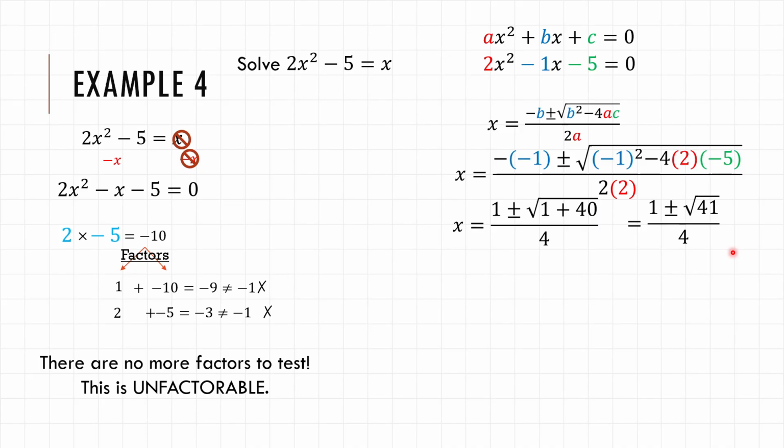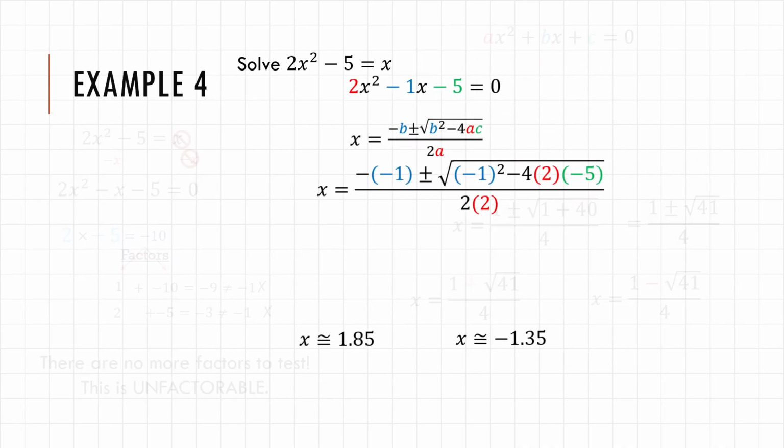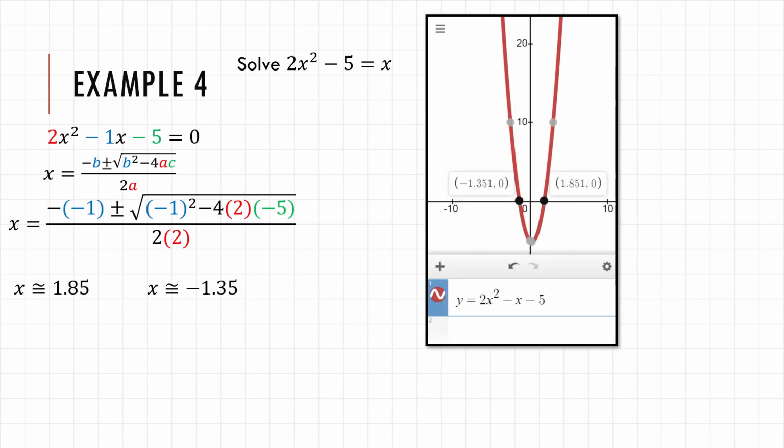But if we wanted to, we could try to evaluate the positive and the negative version, and we'd get about 1.85 and about -1.35. But these are approximate. Again, if you do want the exact value, this is the one that you're looking for. And I can just go ahead and throw that on a graph to confirm that those numbers are actually correct.